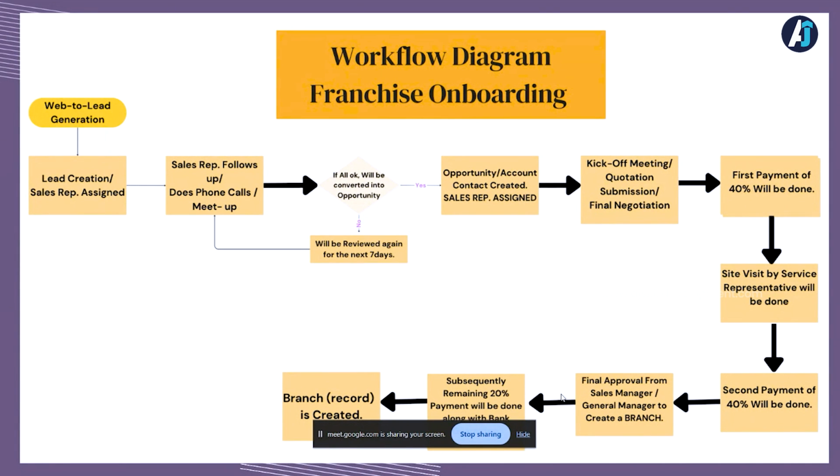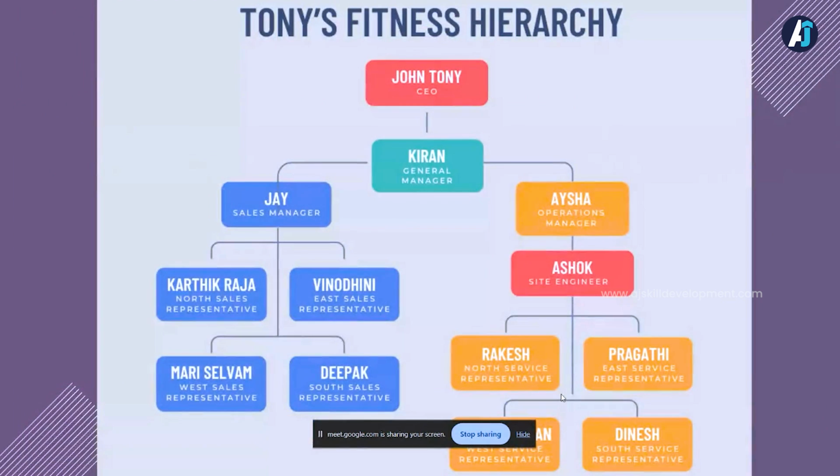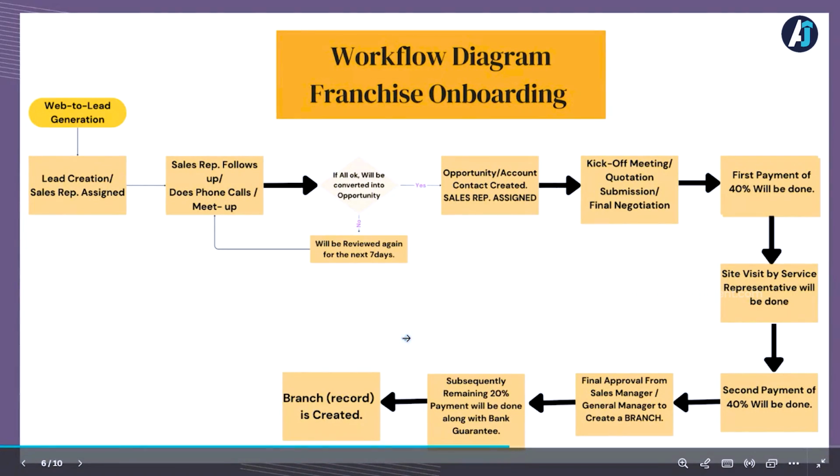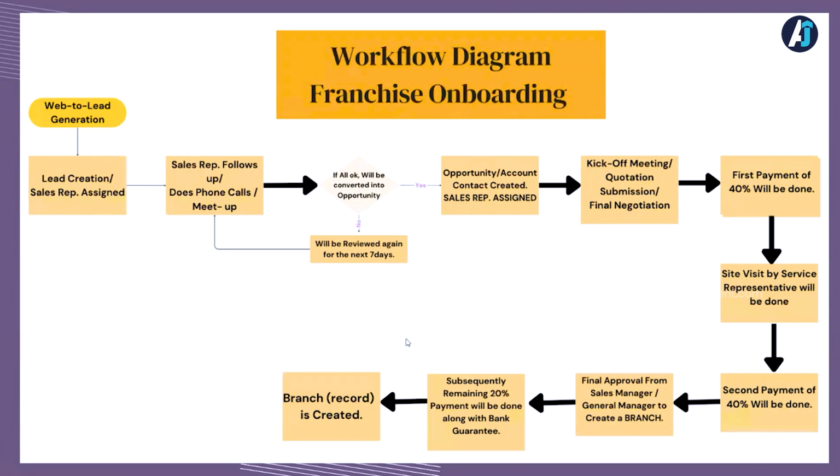And then later on the payment process goes on. Once those things are done, the hierarchical people, Jay and Kiran, whom you saw in this, are the 2 people who will be doing the final approval process.